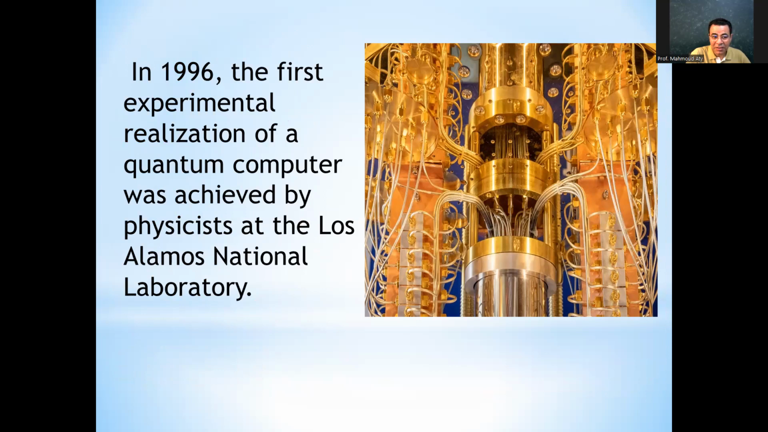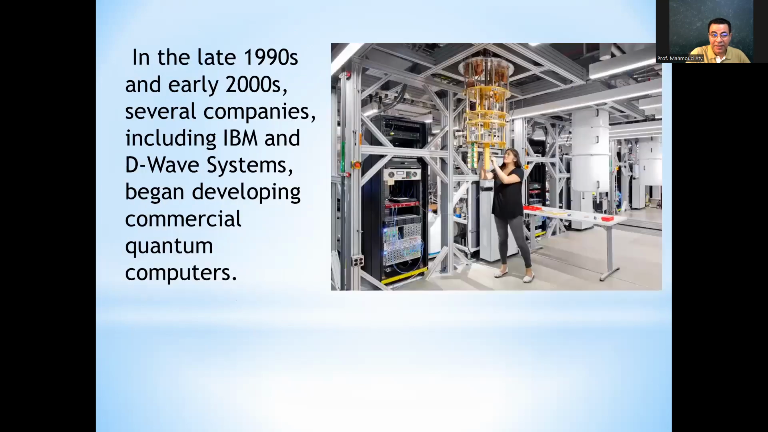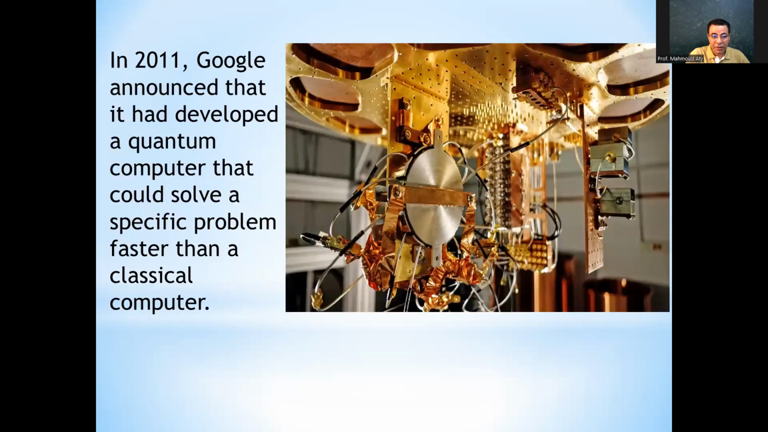In 1996, the first experimental realization of a quantum computer was achieved by physicists at Los Alamos National Laboratory. In the 1990s to early 2000s, several companies, including IBM and D-Wave Systems, began developing commercial quantum computers, which is a big shift from classical to quantum. And 2011, Google announced that it had developed a quantum computer that could solve a specific problem faster than a classical computer. And a real application started to be in real life.